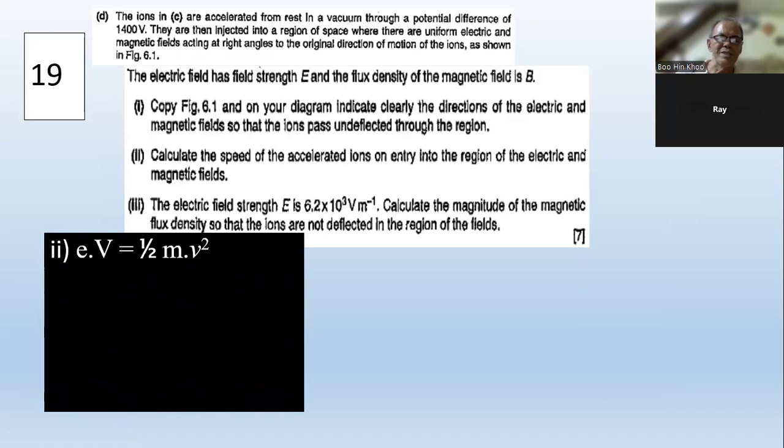You should be able to calculate the speed now. Mass you have already calculated. Charge, you already know the charge. One positive charge, equal to the charge of an electron.